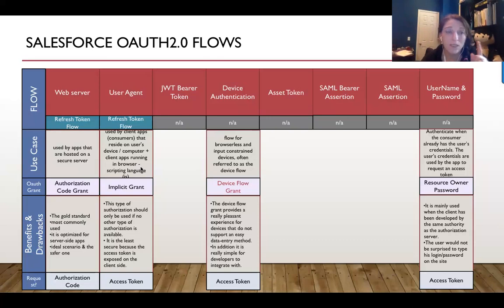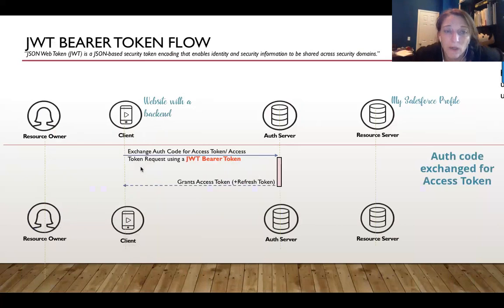Now that said, let's look at the JWT bearer token flow. The JWT bearer token flow is also a mini flow. It's also something that happens inside our other main flows. So when you request an access token from the authorization server, you can make it more secure by adding a JWT bearer token. That's it in a nutshell.